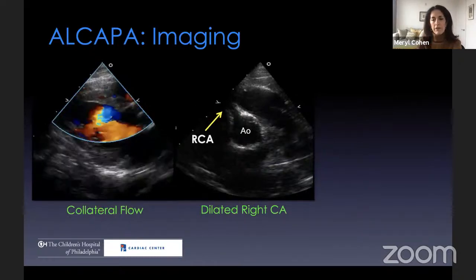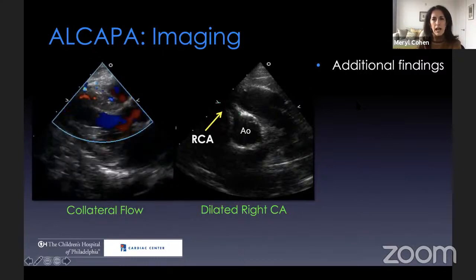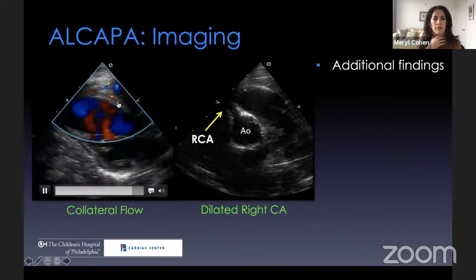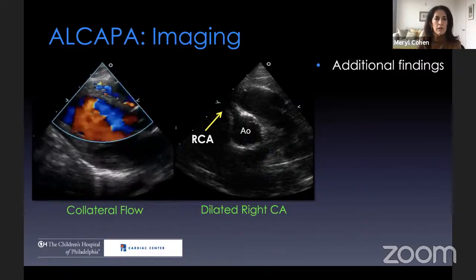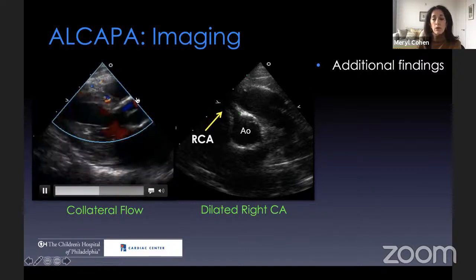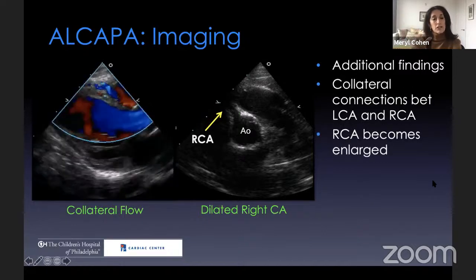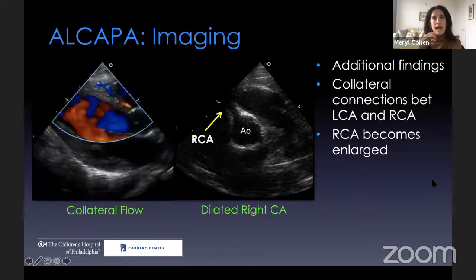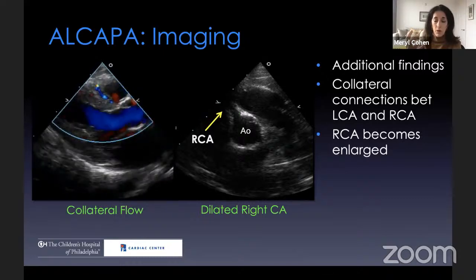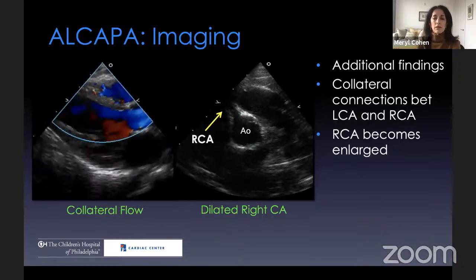There can be some other additional findings in this situation, such as the collateralization. What sometimes a sonographer will do is they'll do some sweeps with color and they'll say, oh, there's multiple ventricular septal defects in this patient. And in fact, this is all coronary collateral flow. And so these are connections between the left and the right coronary artery. And as a result of that collateralization, the right coronary artery, to compensate, will often become enlarged. And so these are some of the common other features we see in association with ALCAPA.